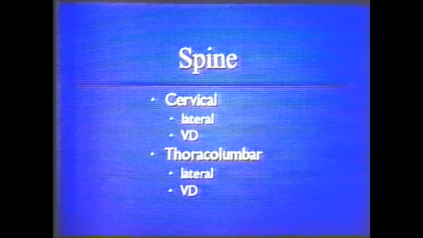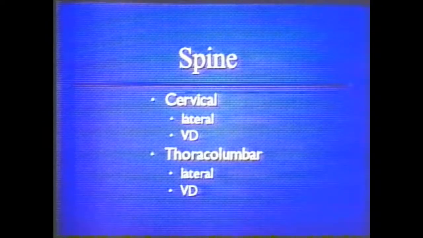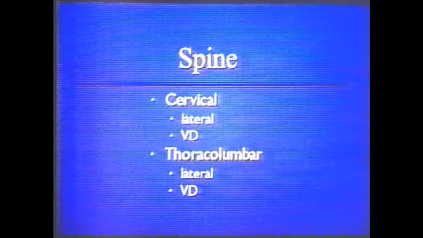Another difficult area to position accurately is the spine. The spine is usually divided for radiography into the cervical area and the thoracolumbar area. This is because most of the diseases which can be diagnosed occur in these two locations. Views common to both areas are the lateral and VD view, giving a complete examination of that part.